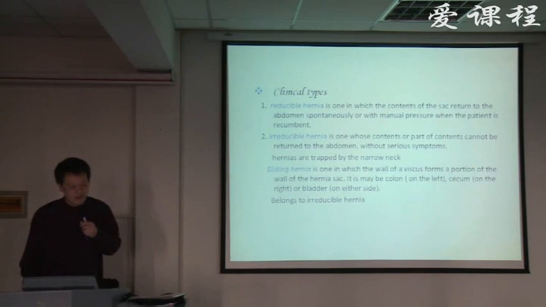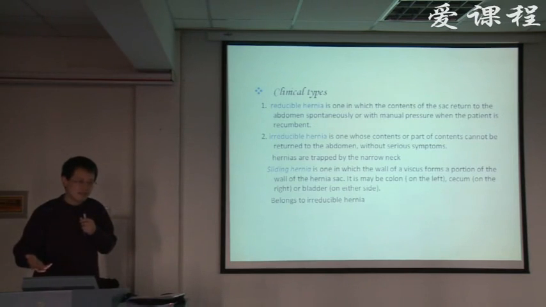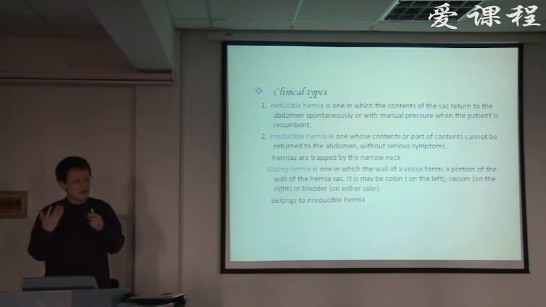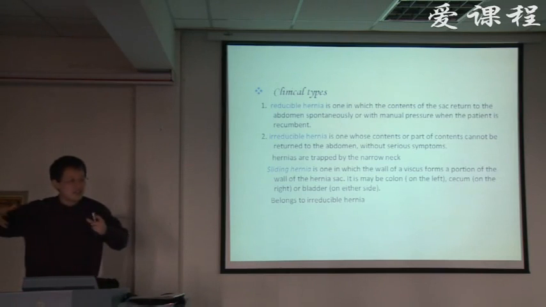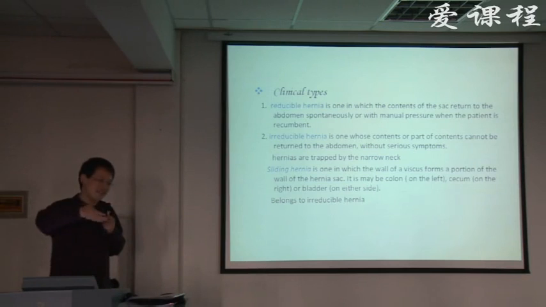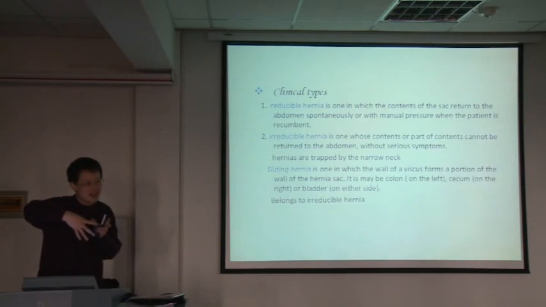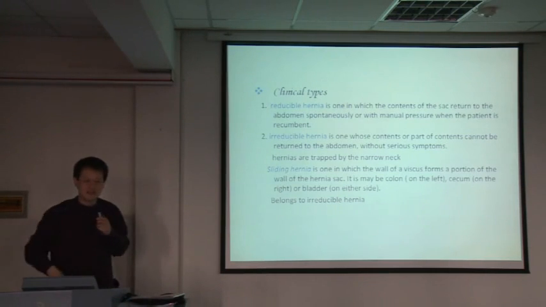And that is irreducible hernia. That means the hernia becomes larger and larger and cannot go back again. But still there is no gut obstruction. Why? Because the sac is very large. The hernia is very large. Although it cannot go back, because the neck of the sac is large, the contents of the intestine can also go very freely in the gut. So it's an irreducible hernia. It's okay, it's also no obstruction.